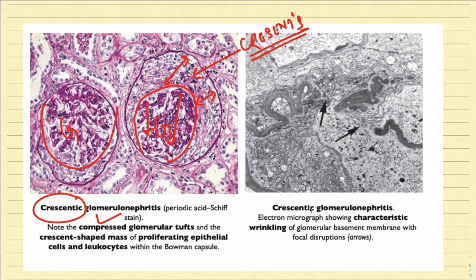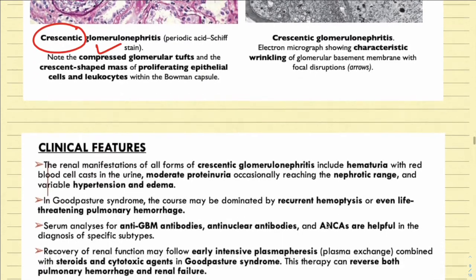Under electron microscopy, be it any variety, whether type 1, 2 or 3, you will characteristically see wrinkling of the glomerular membrane, and at places you will see that it is deficient. So there are focal disruptions of the glomerular basement membrane seen in crescentic glomerulonephritis.